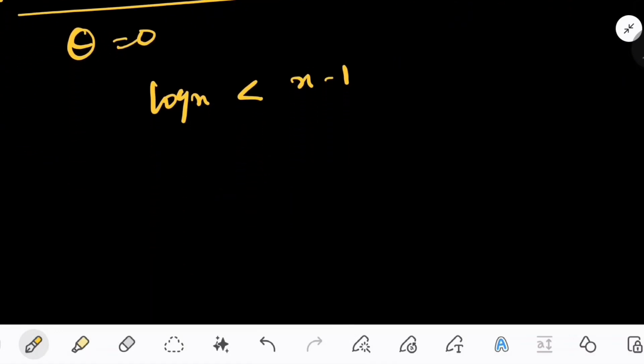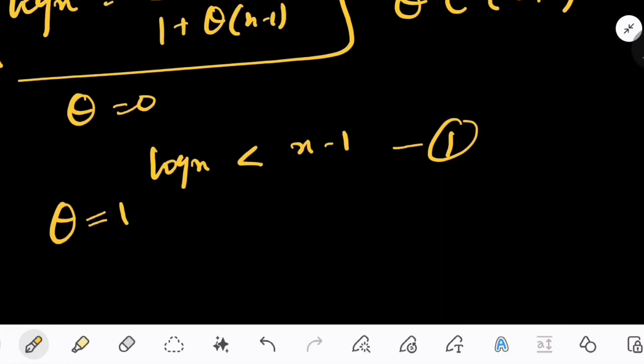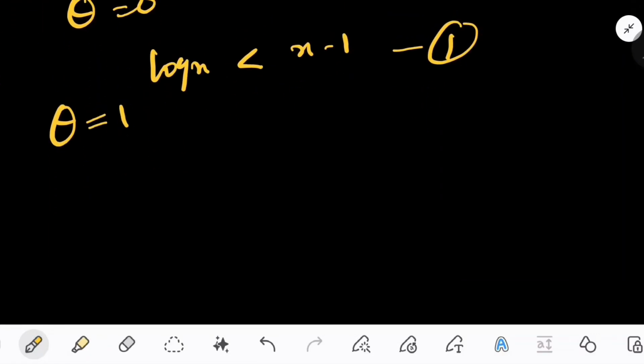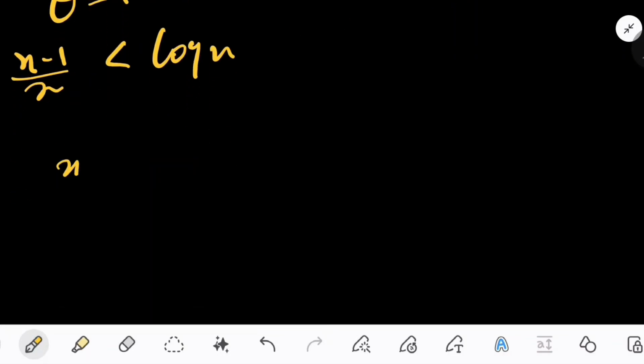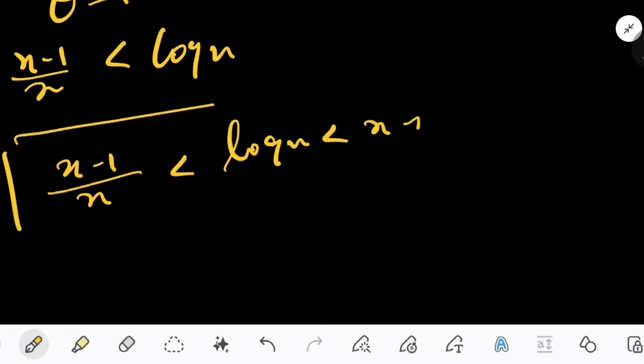So this is your first expression, and when you put theta as 1, you get the maximum denominator, so you get the minimum value of log x. Just substitute, you will get this expression. So combining, you get x minus 1 upon x as the other bound, hence proved.